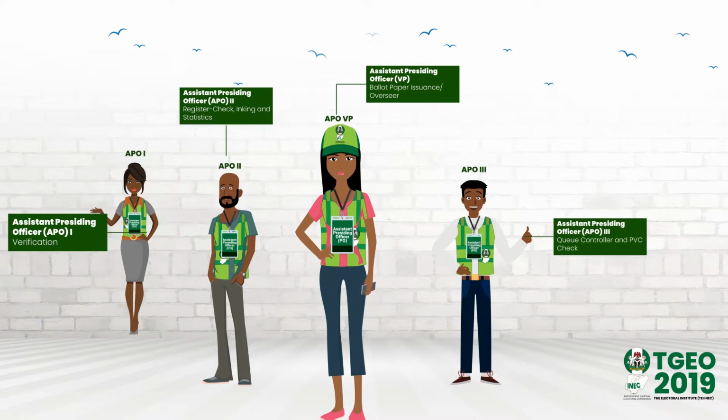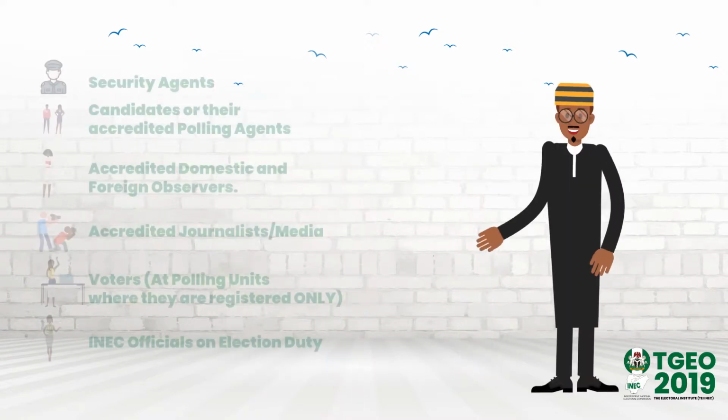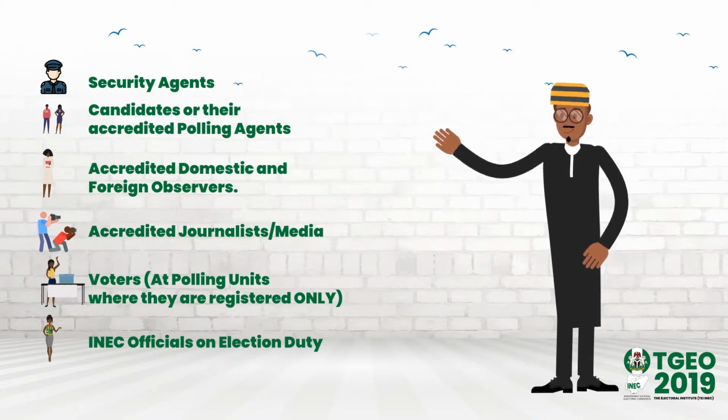Other stakeholders. The following shall be allowed into the polling unit or collation centers on polling day: security agents, candidates or the accredited polling agents, accredited domestic and foreign observers, accredited journalists and media, voters at polling units where they are registered only, INEC officials on election duty.